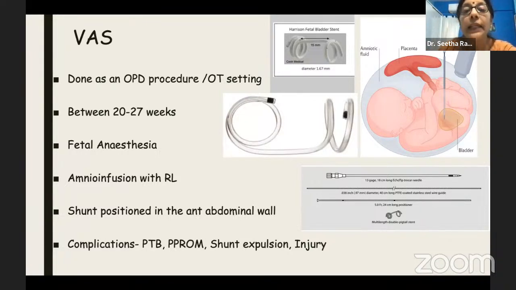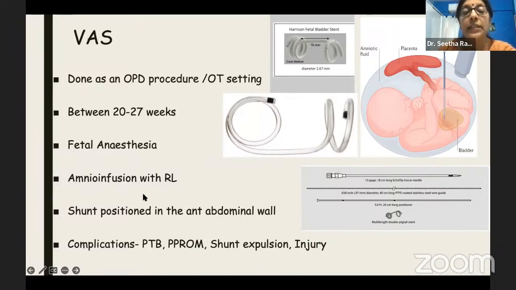The logic behind that is when the liquor volume is good, you're able to do it properly. The procedure is easier, and it has a better prognosis for these babies, rather than when you have to wait till the oligohydramnios or anhydramnios is already set in, where the procedure becomes difficult. You have to amnio infuse and do the procedure. But generally it's done between 20 and 27 weeks.